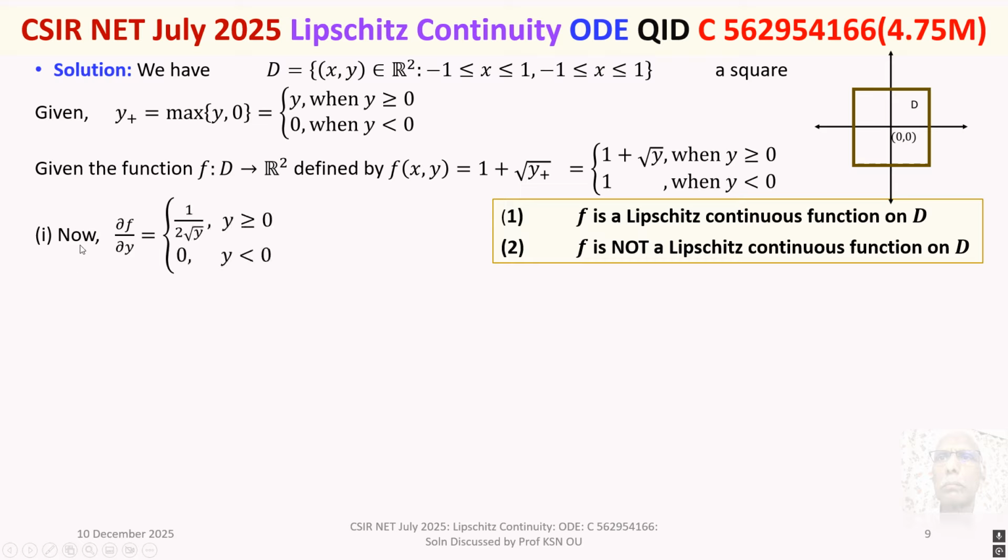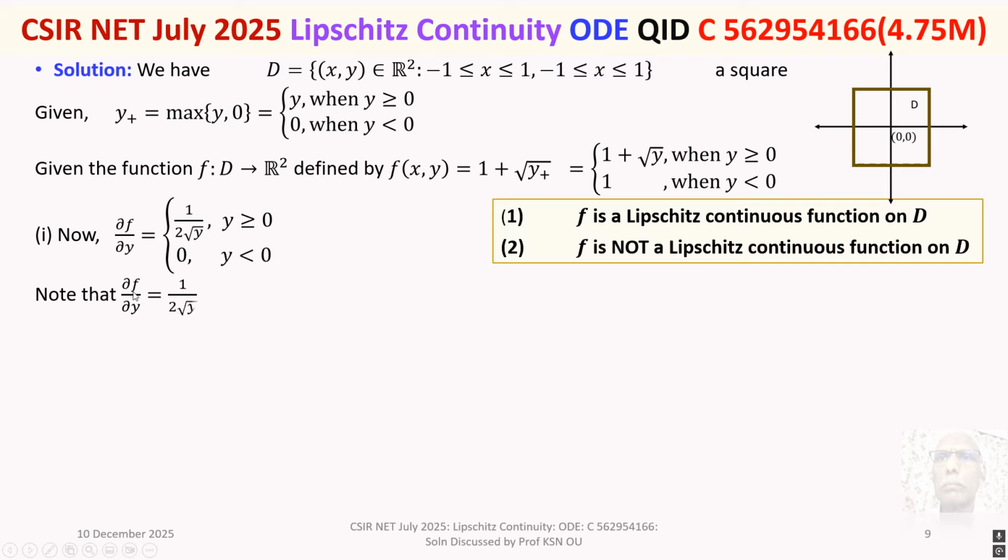Now, let's take the partial derivative, dou f by dou y. Dou f by dou y, for 1 plus root y, differentiating partially with respect to y, is 1 by 2 root y when y is greater than or equal to 0. It is 0 when y is less than 0. Right. And dou f by dou y is clearly unbounded as y tends to 0 plus.